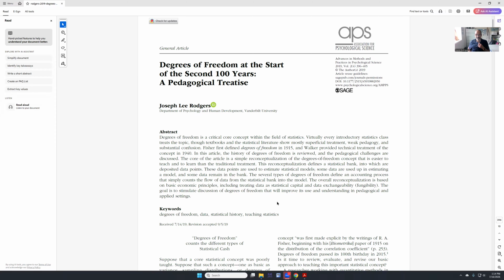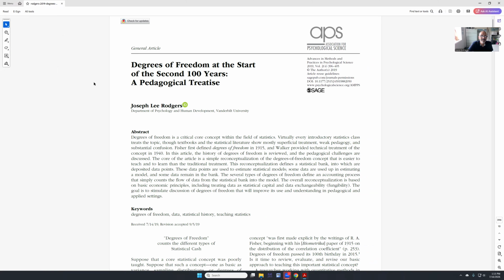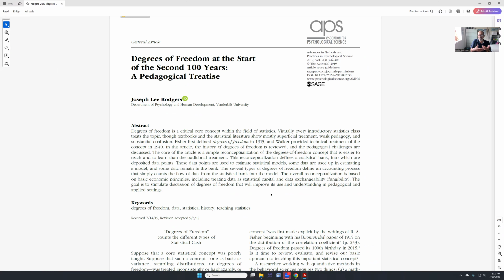Hello, everybody. I thought I'd do a discussion on an article that I read that I really like. One of the issues that we encounter when teaching statistics is degrees of freedom, and how do we actually explain degrees of freedom to students, but also tell them what it really means. And I think it's a struggle.